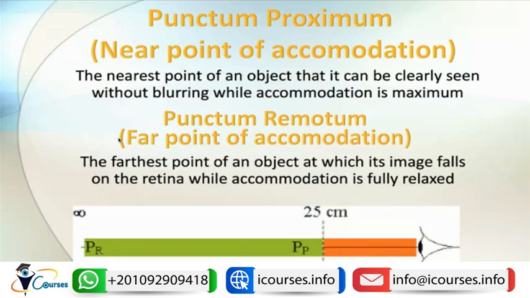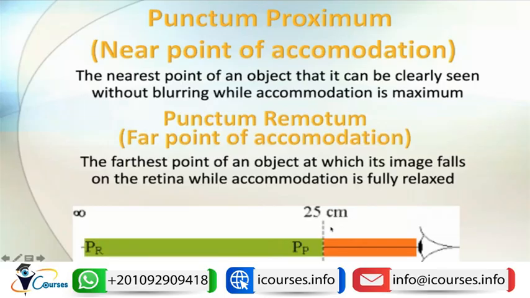There are two concepts that we discussed before that are called the punctum proximum and the punctum remotum. The punctum proximum is the near point of accommodation, meaning that it is the nearest point of an object that can be seen clearly without blurring while the accommodation is at maximum. So if we approximate a near target to the eye, the eye will start to accommodate until a certain point at which the eye exerts its maximum accommodation, and further movement of the target towards the eye will cause blurring. Then this point will be called the punctum proximum, or near point of accommodation.